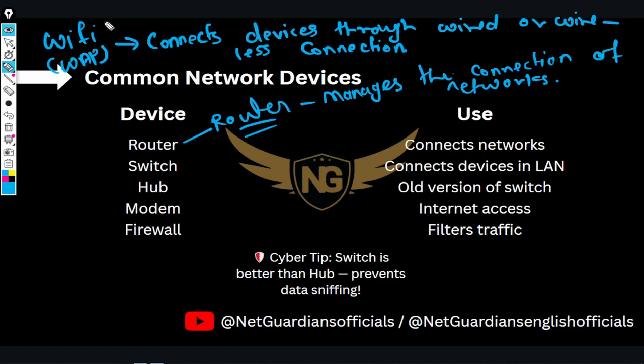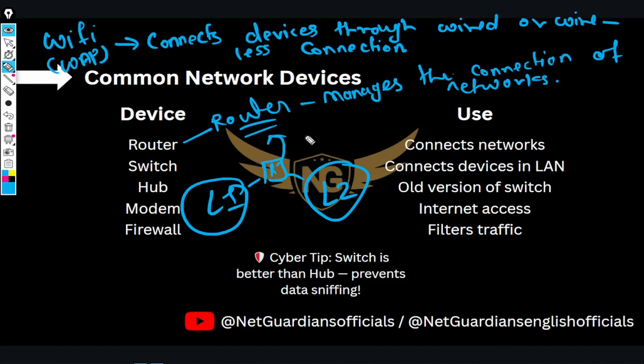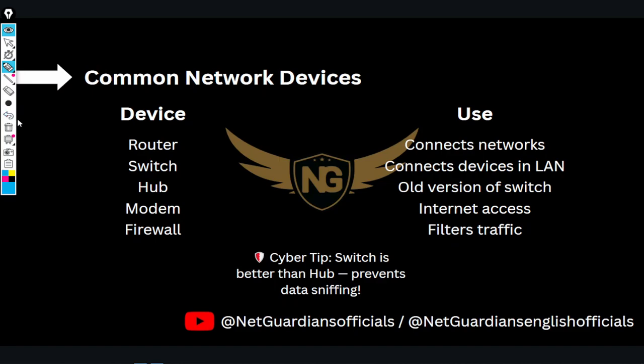Okay, be clear with that: router and Wi-Fi are different devices, they are not the same. Now, what does a router do? A router connects networks. Suppose there is LAN 1 and LAN 2. If I want to connect these two networks with each other, I use a device called a router. Got it? Clear? So this is the main concept. Hope you all get what a router is.